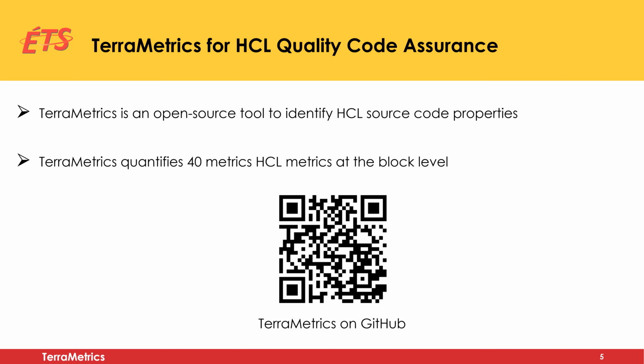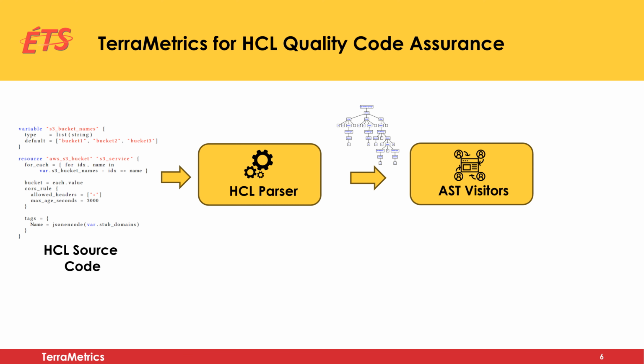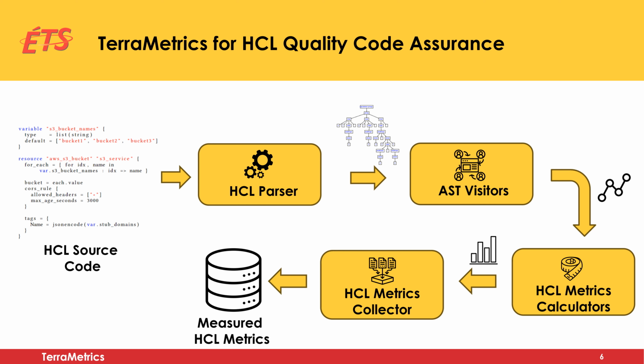TerraMetrics is an automated tool that collects properties and metrics from HCL source code. This tool extracts 40 metrics that can characterize an HCL code at the block level. TerraMetrics takes as an input the HCL source code within Terraform files with .tf extension. First, it starts by parsing the source code into an abstract syntax tree. Then, it iterates over the tree to visit its nodes and extract information that later helps measure the metrics. After that, it measures the HCL-related metrics from the extracted node types and saves them into a JSON file.